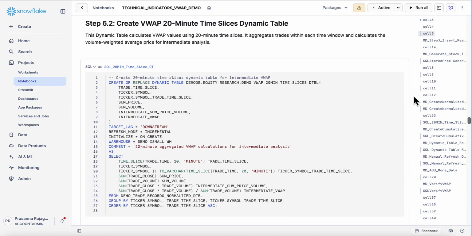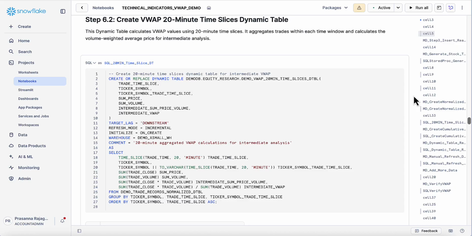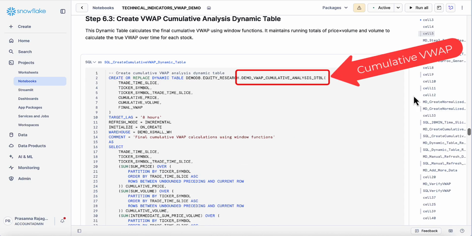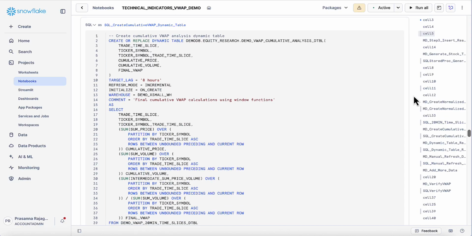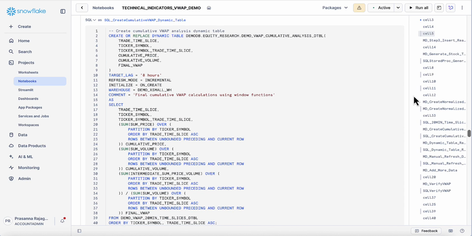We then chain these tables together. The second dynamic table creates 20-minute volume weighted average price aggregates. And the final one calculates the cumulative volume weighted average price across the entire historical range using SQL window functions. What used to be a series of complex scheduled jobs is now a single self-managing data flow.